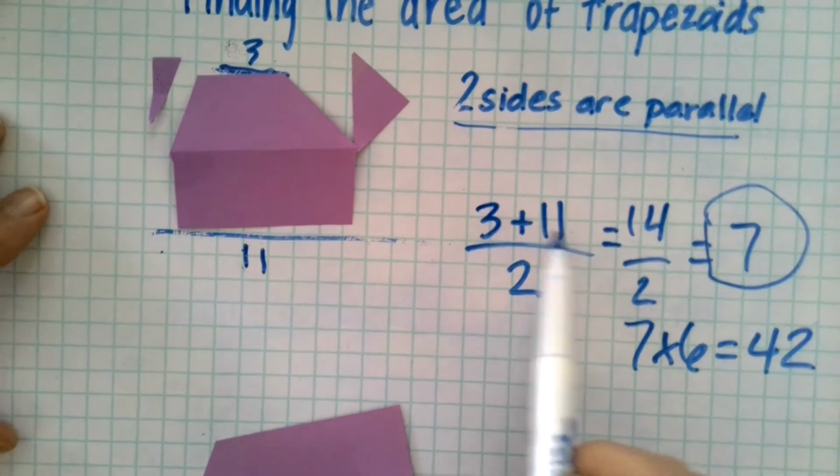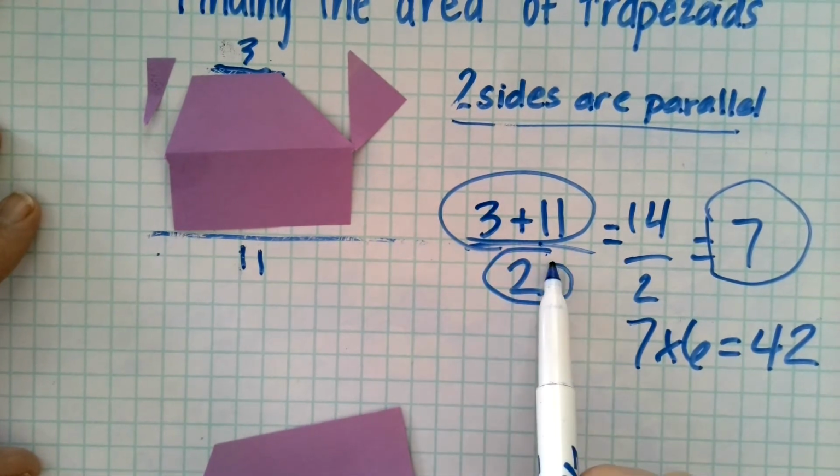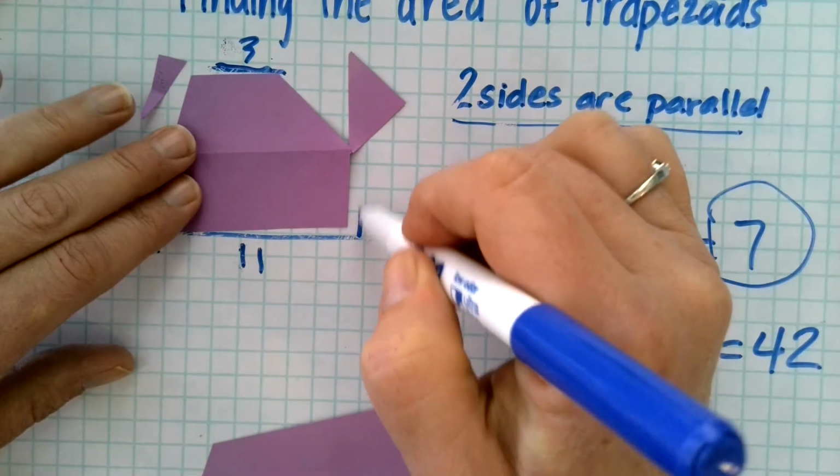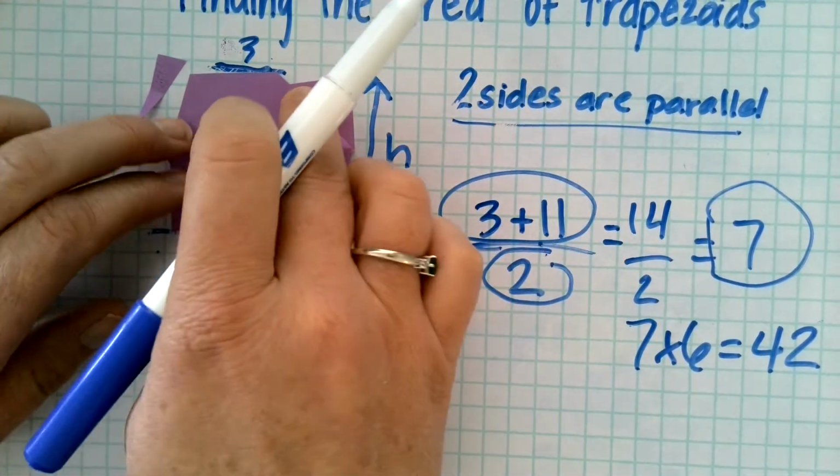So just a quick review, find the average of the bases by adding them together, dividing by 2, and then multiply by the height. And the height is just how tall this figure is. Okay?